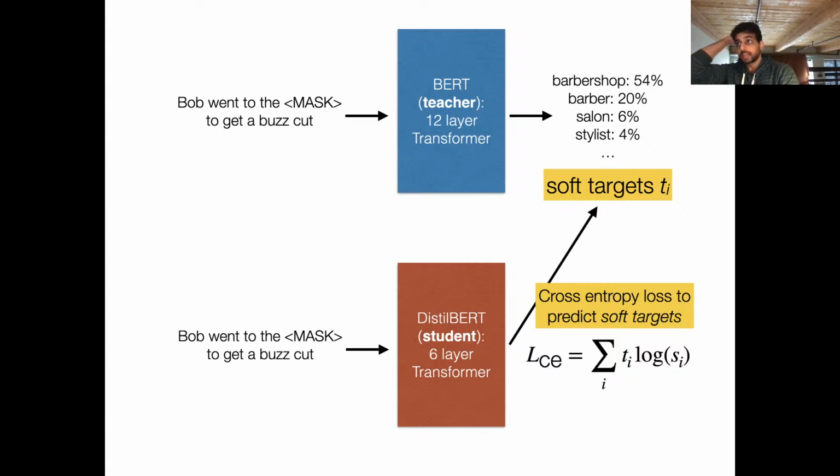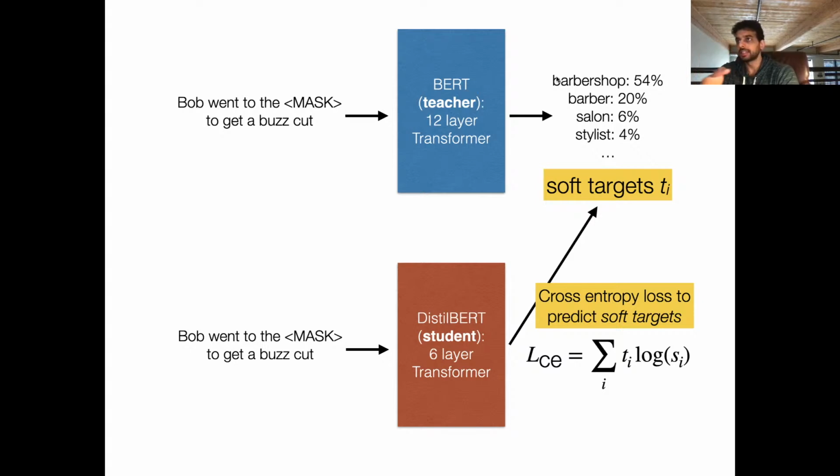Can you please explain the difference between hard and soft targets? This is your standard pre-trained BERT. It's trained only using hard targets. And what I mean by that is if this sentence in the training data was "Bob went to the barbershop to get a buzz cut," and barbershop got masked out to create this training example, then when we predict the masked word here, our ground truth distribution for the cross entropy loss is going to give barbershop 100% probability and 0% probability to all of the other words in the vocabulary, right? That's the one hot distribution that we're using at pre-training time.